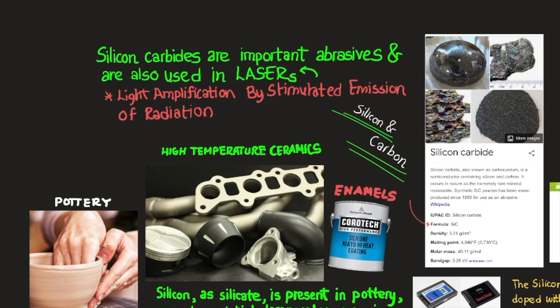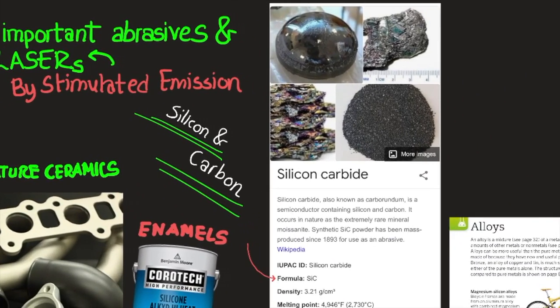The word laser is an acronym. It stands for light amplification by stimulated emission of radiation. So silicon carbide, also known as carborundum, is a semiconductor containing silicon and carbon. It occurs in nature as the extremely rare mineral moissanite. Synthetic silicon carbide powder has been mass-produced since 1893 for use as an abrasive.